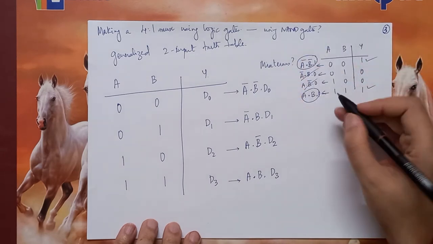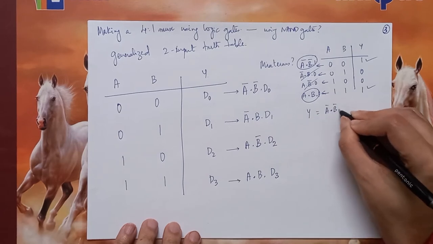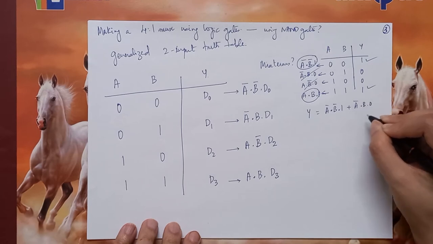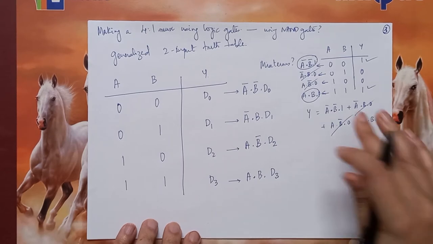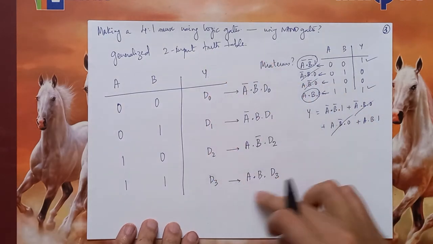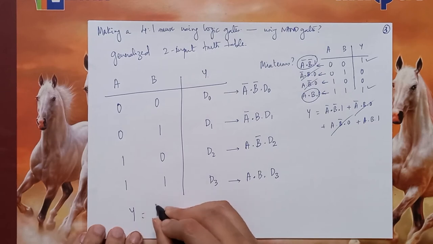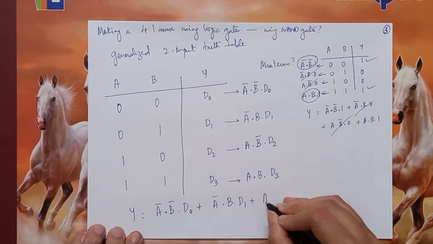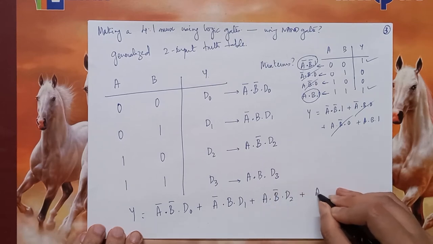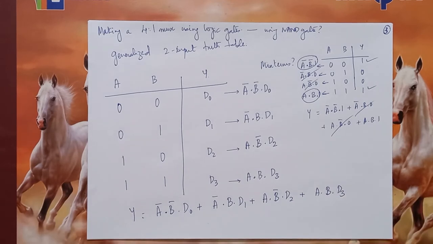So if I were to now write the SOP form over here, this would be A bar dot B bar dot 1 plus A bar dot B dot 0, which would essentially cancel, plus A dot B bar dot 0, again this will cancel, plus A dot B dot 1, which is ultimately what we want. So using these general minterms, I can say that Y is equal to A bar B bar D0 plus A bar B D1 plus A B bar D2 plus A B D3. This is what our Y will now look like in general. Depending on whether D0, D1, D2, D3 is 1 or 0, the terms will either stay or vanish. So if D0 is 0, then this entire term will vanish. It will no longer be a minterm.